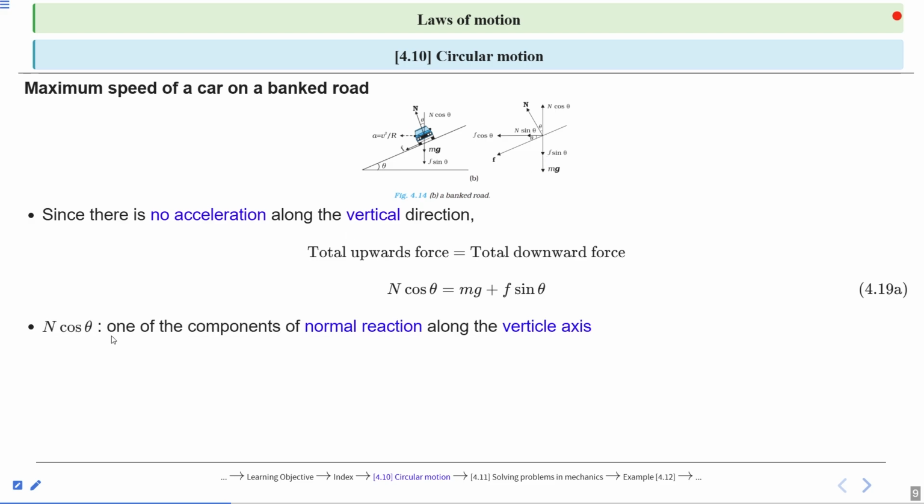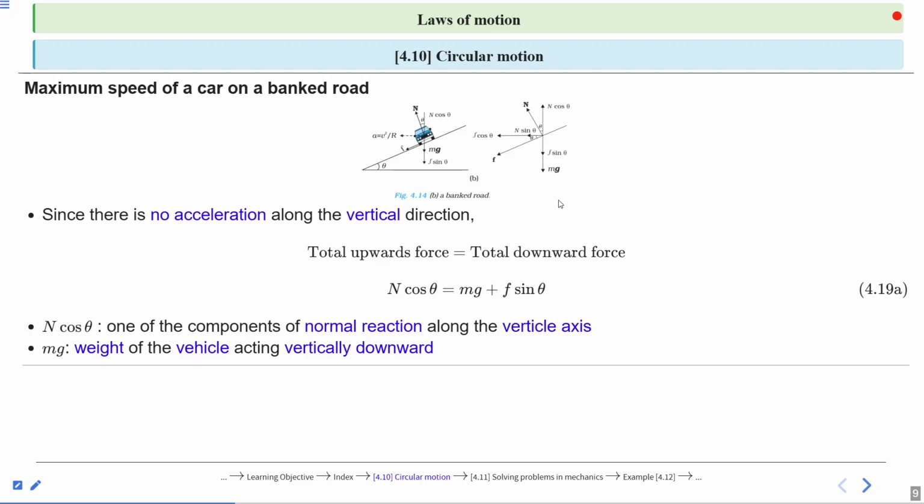Now here N cos theta is one of the components of normal reaction, we already learnt it, along the vertical axis. Second component is mg. This is the weight of the vehicle, and that is acting vertically downward. So here the vertically downward two forces present, F sin theta and mg, which is downward force.